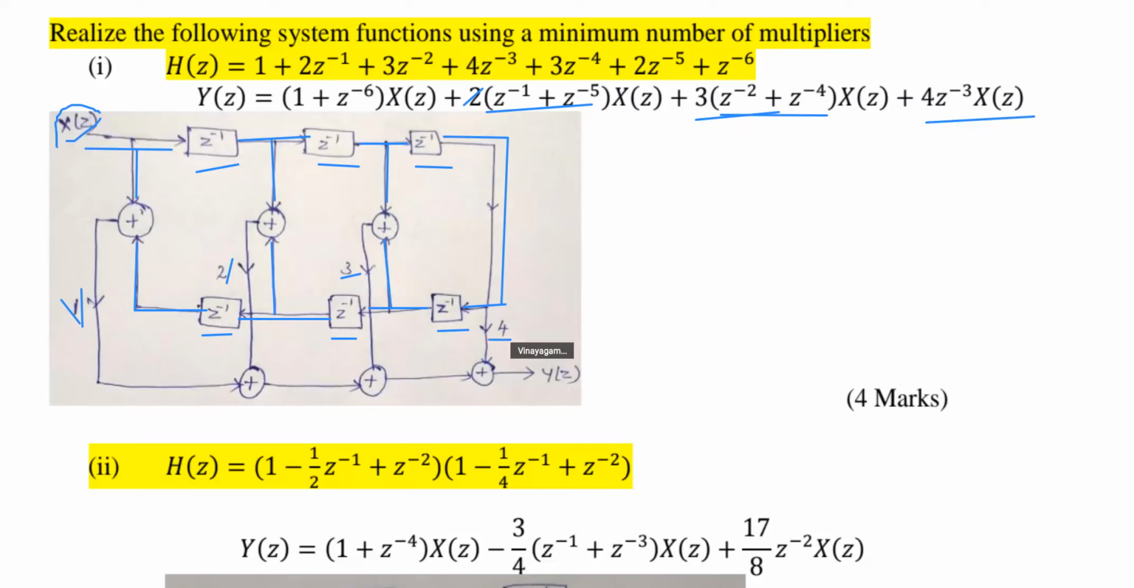All these outputs go from the adders to this final adder. All these are added and given to Y(z). So this is the realization with the minimum number of multipliers.